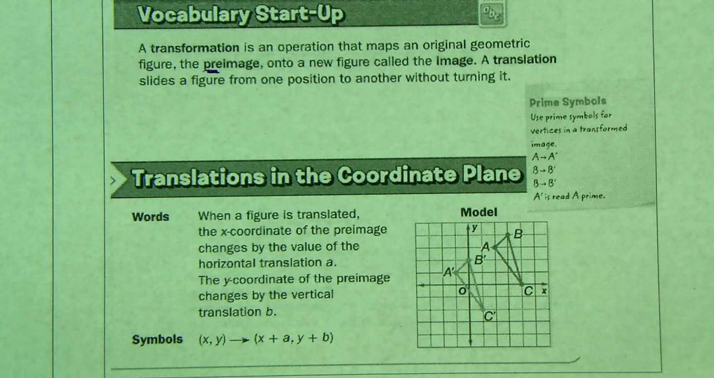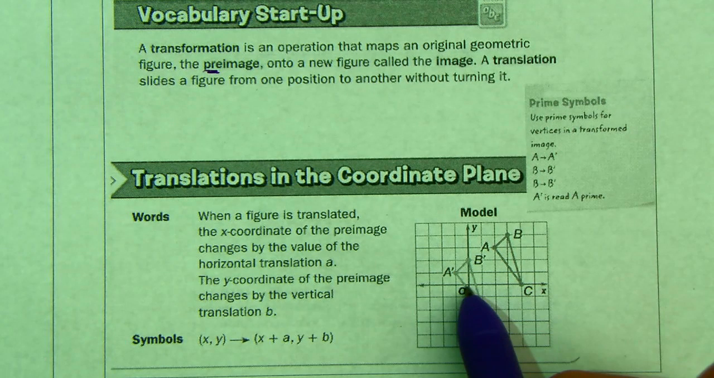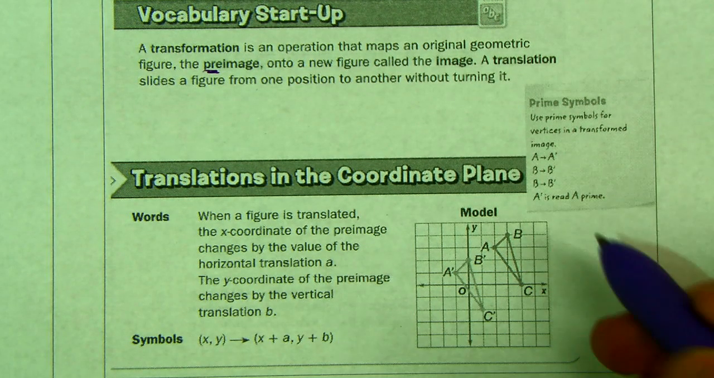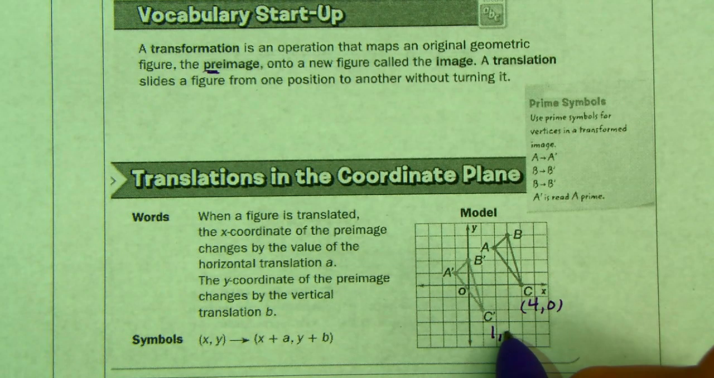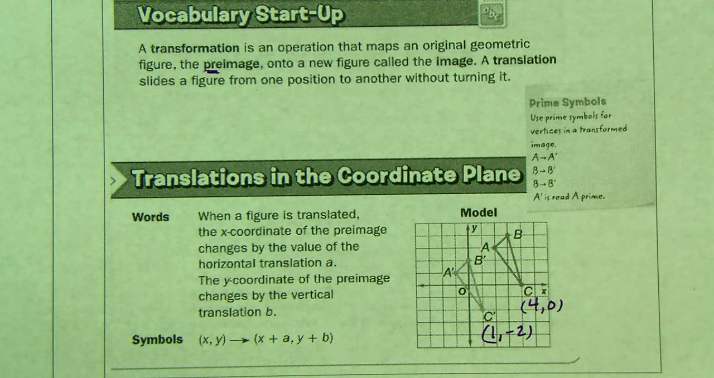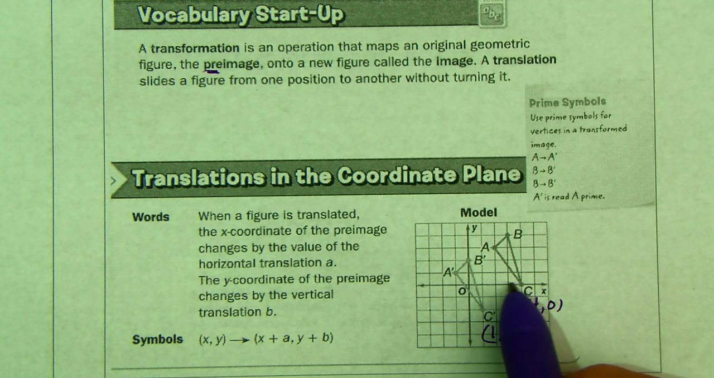When they slide it, they're going to talk about how the X changes and how the Y changes. So if we look specifically at one vertex, maybe C, the original C was at 4, 0, right here, and now it's at 1, -2. So when we move it, it's a matter of how we change the X or the Y. We moved it 1, 2, 3 to the left and down 2. Remember, left and right is X and up and down is Y.